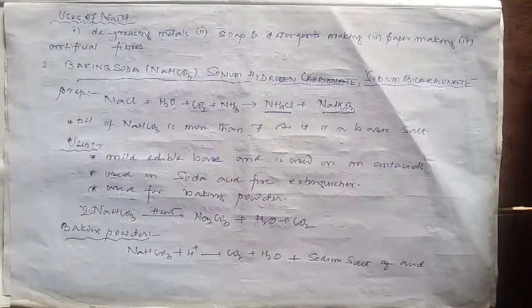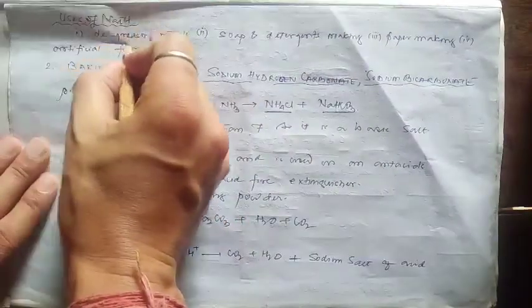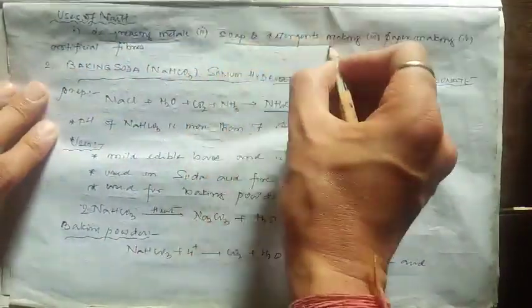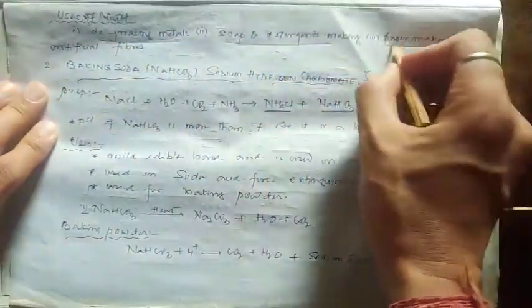Now let's move on to the uses of sodium hydroxide. Students, it's used for degreasing of metals, making soap and detergents, paper making industries and artificial fibers, fiber making industries. So these are the places where sodium hydroxide is used.